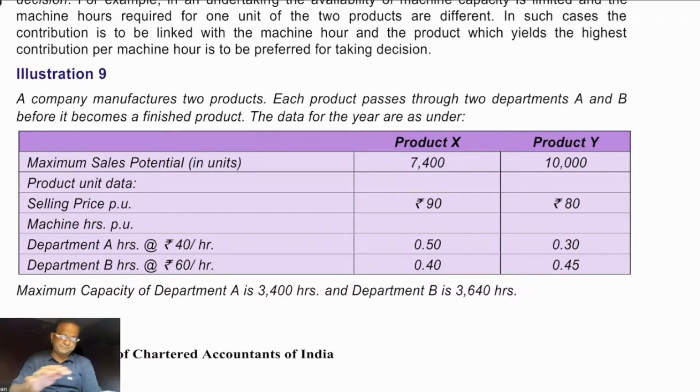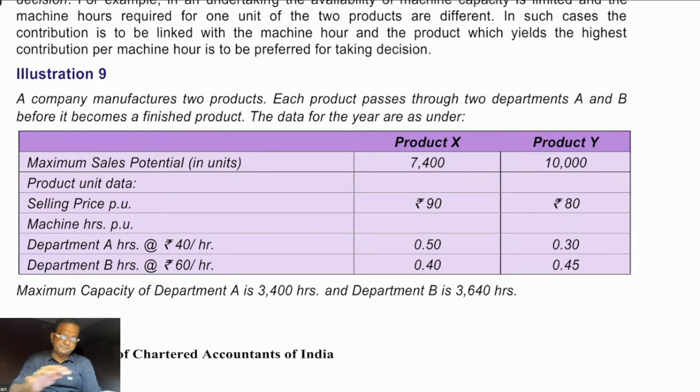But there are some factors in the organization, depends on industry to industry, which are in scarcity. That can be raw material. Suppose the requirement of raw material is 20,000 kg, but the maximum raw material that I am having in the market is suppose 15,000 kg.